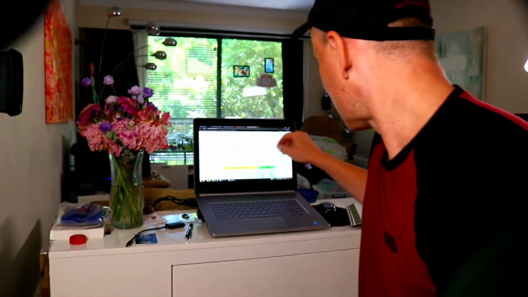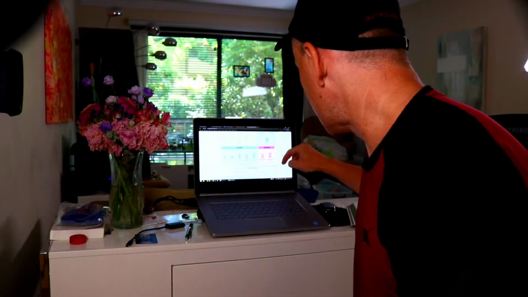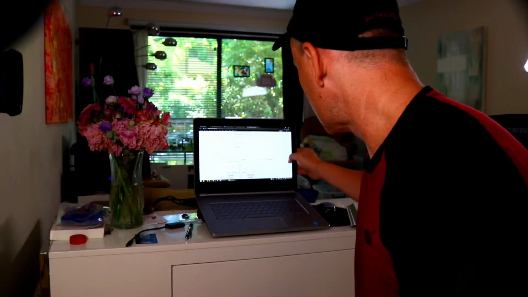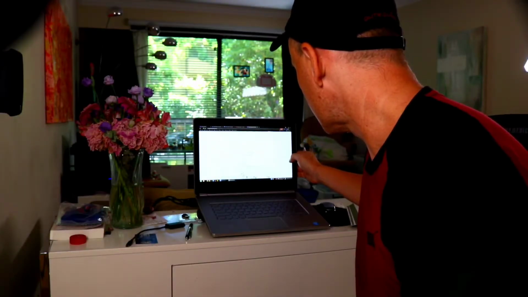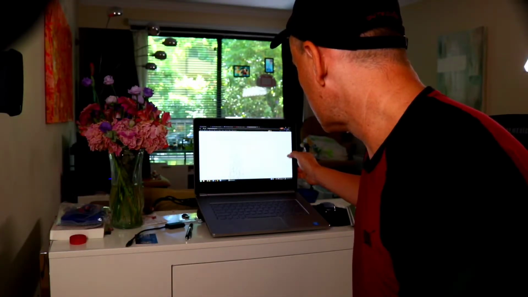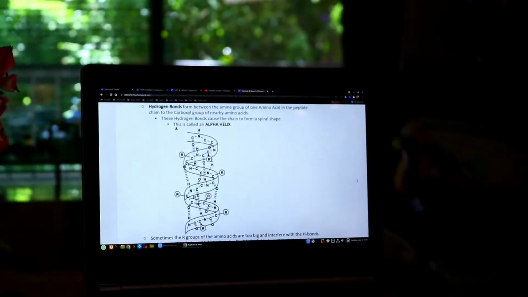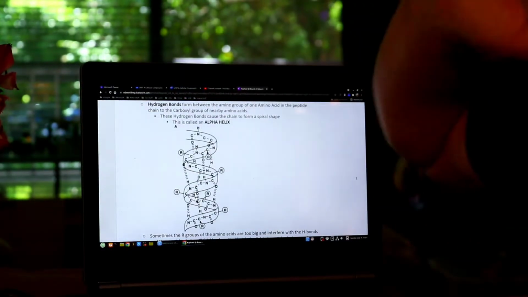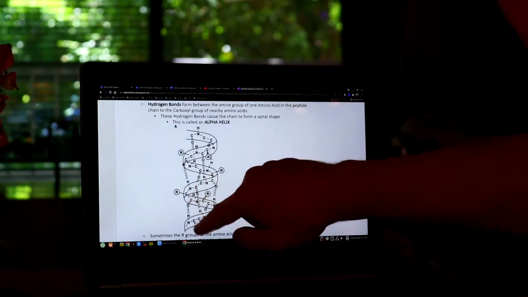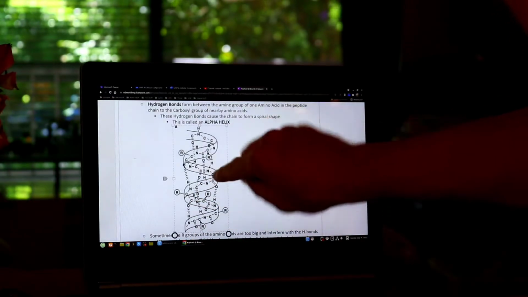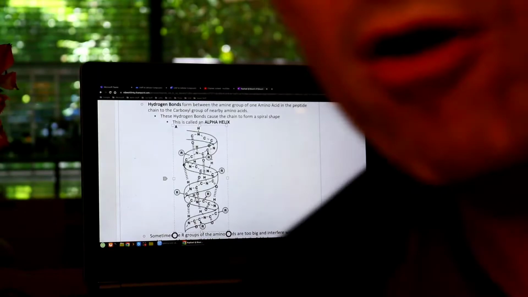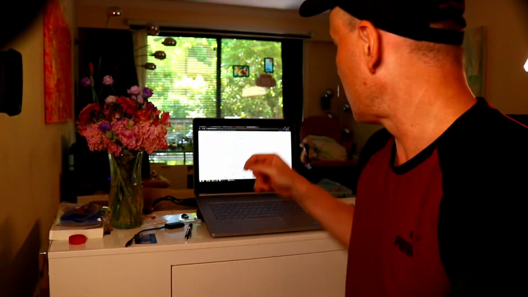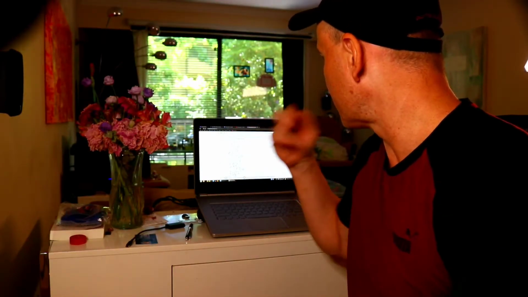You get the idea. It twists around itself. That's an alpha helix. It makes a helix, sort of like a DNA molecule helix, but a DNA molecule is a double helix. This is just a single helix. And holding it together are these hydrogen bonds between the amine groups and the carboxyl groups of adjacent ones.